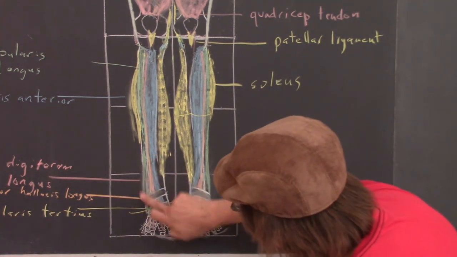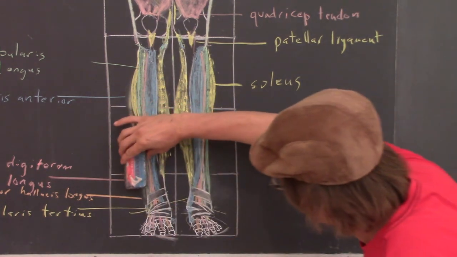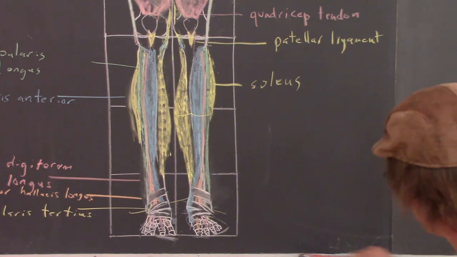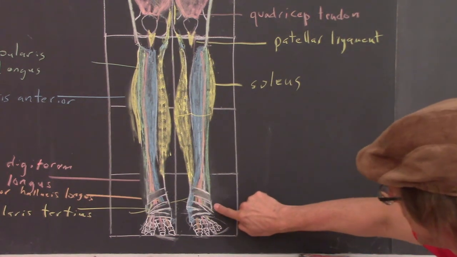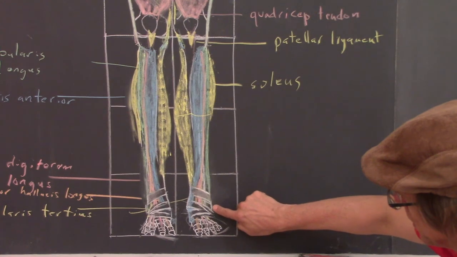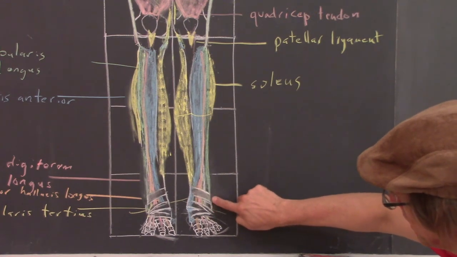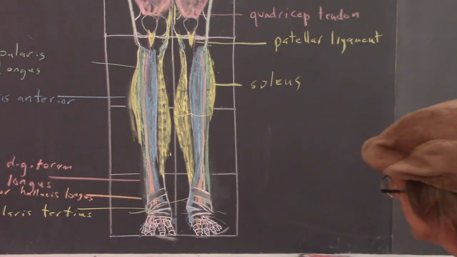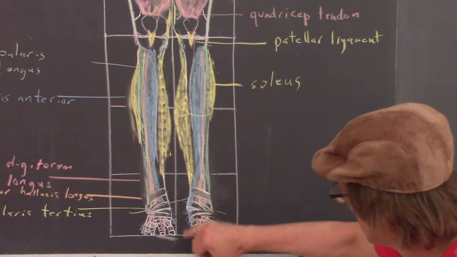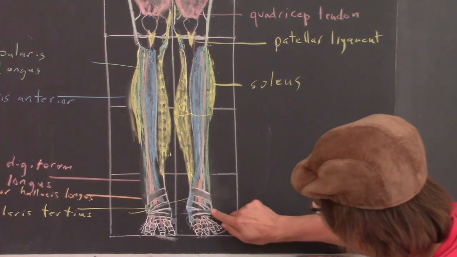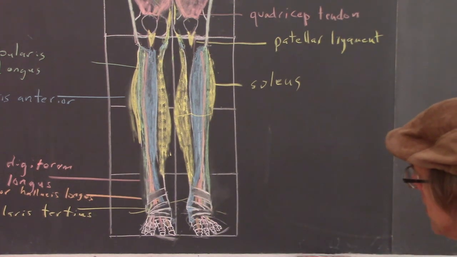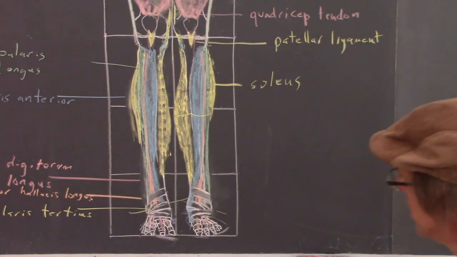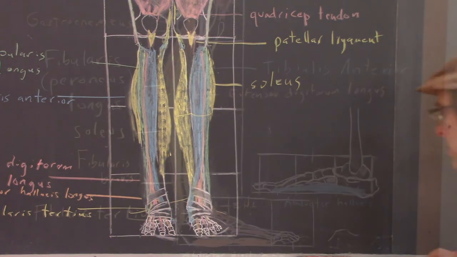So one is above the outside, the fibula here, the lateral, and the other one is beneath that. Right, so outside of the lateral malleolus, above and below, the retinaculum.